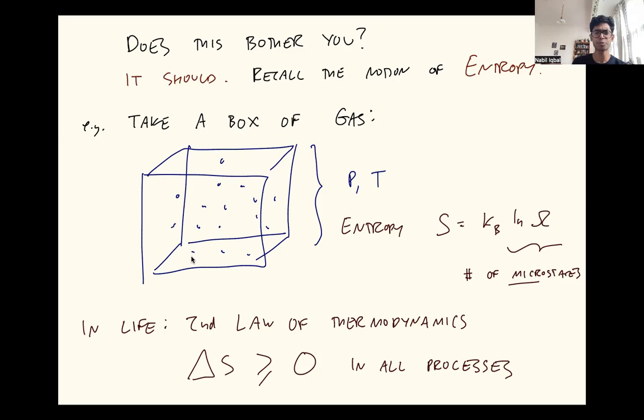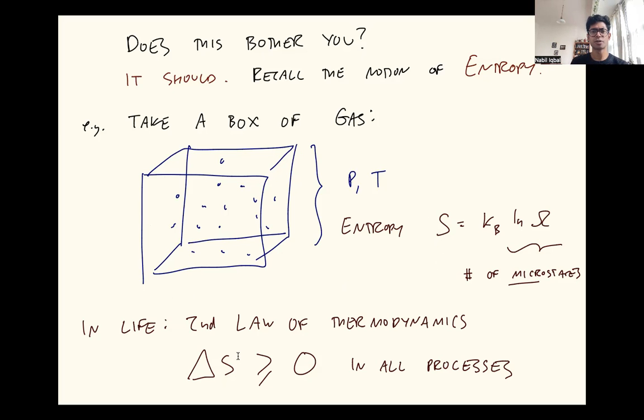Now, this box has some entropy, and we've probably all calculated this entropy at some point in our lives. And in life, it's a fact that the second law of thermodynamics tells us that the entropy should always get bigger in all physical processes. The entropy can only increase. This is basically a manifestation of the idea that as life goes on, disorder tends to increase.